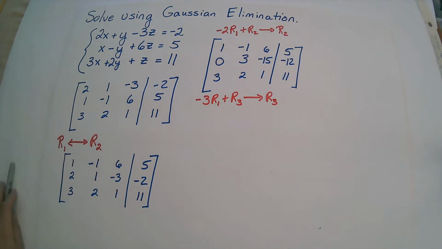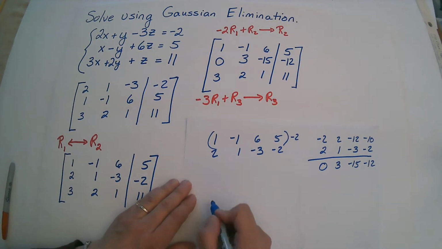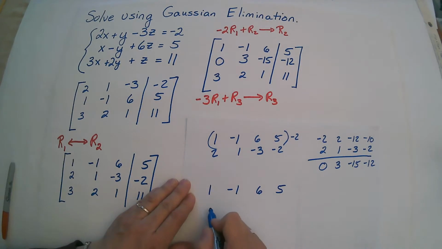So if you want the scratch paper back, let's do it. Here I'm talking about row 1 and row 3. Here's row 1 again. And here's row 3.